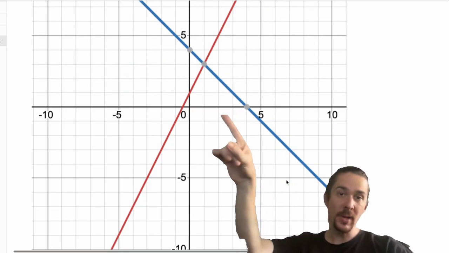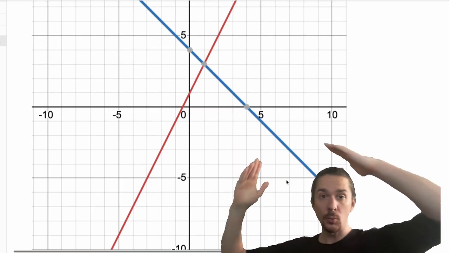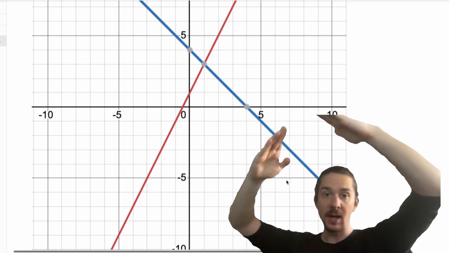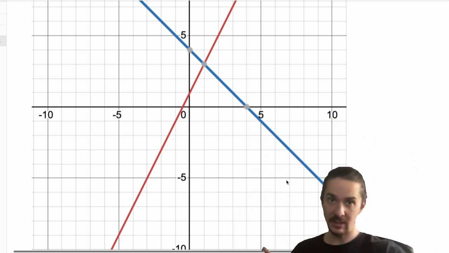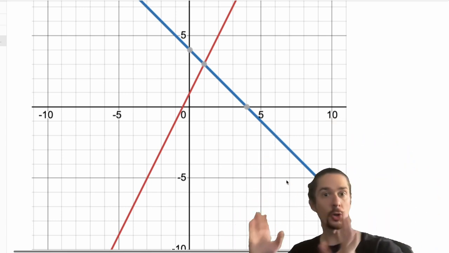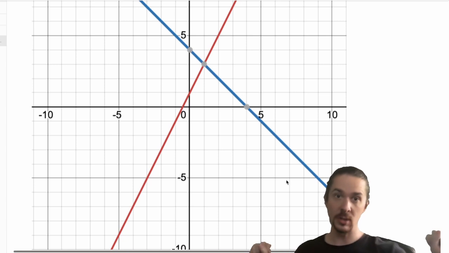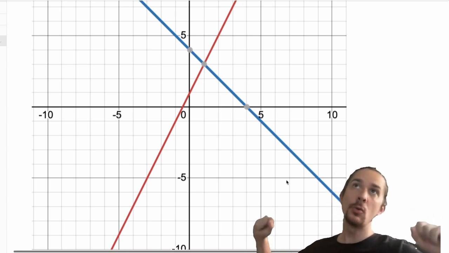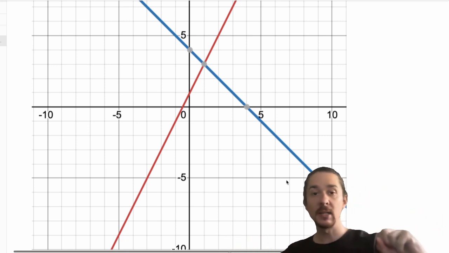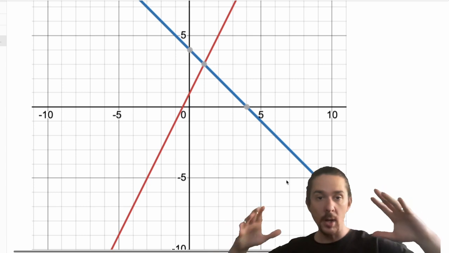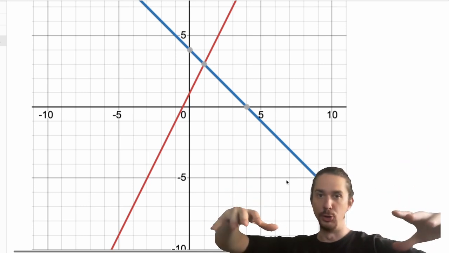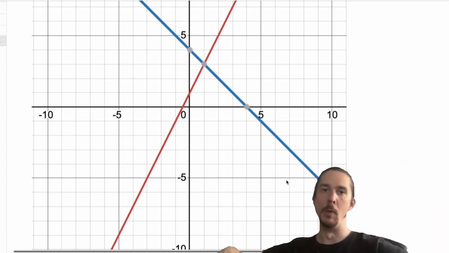At this point 1, 3, both rules are satisfied simultaneously. Okay, this is where the term simultaneous equations comes from. We're looking for a point which satisfies more than one rule at the same time.